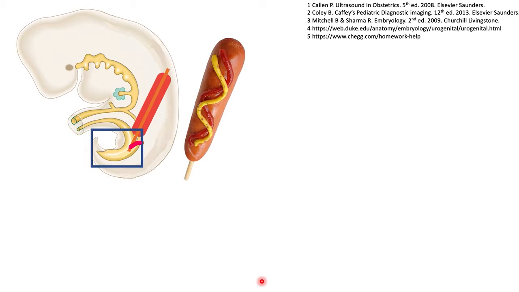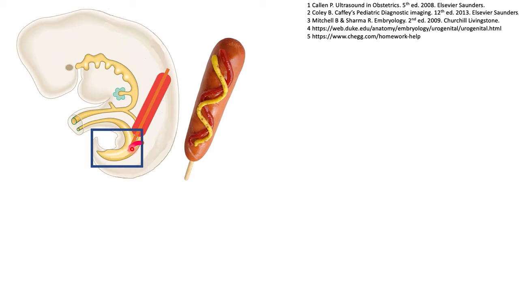a ureteric bud would develop, drawn here in pink. This develops and later creates the adult ureter. Later, it also will develop into the renal pelvis, calyces, and the collecting duct or the collecting system.